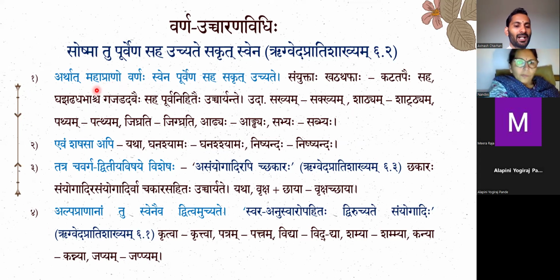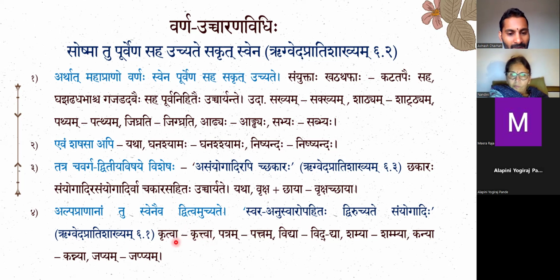They say: alpa pranam tu svenaiva dvitvam ucyate. So whenever you are pronouncing ka, ca, ta, ta, pa, while pronouncing, if there is a sanyoga, a sanyuktakshara, at that time you have to pronounce that alpa prana. So for example, kritva, here is the sanyoga of ta and va letter.